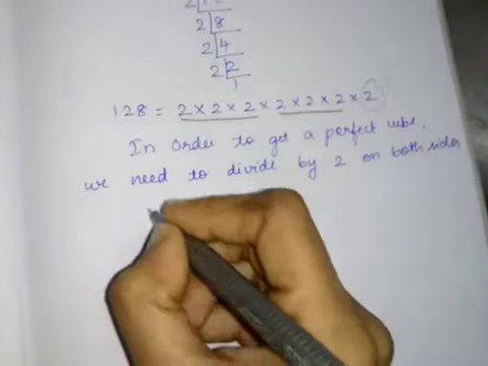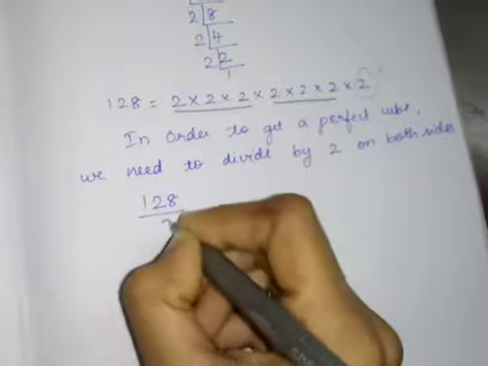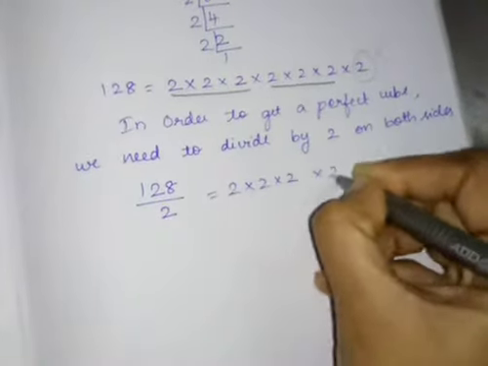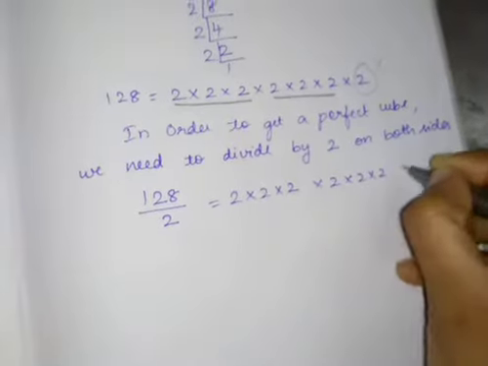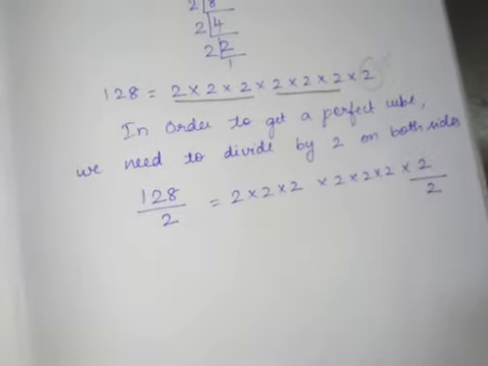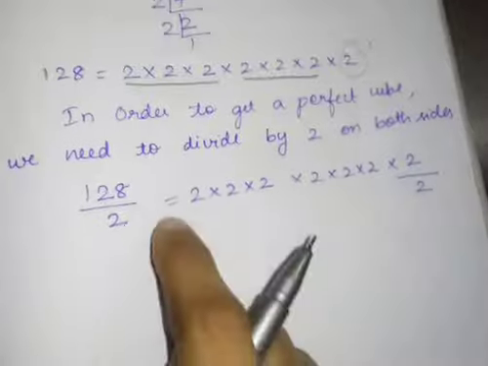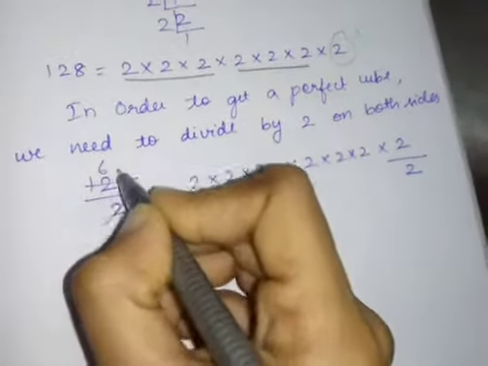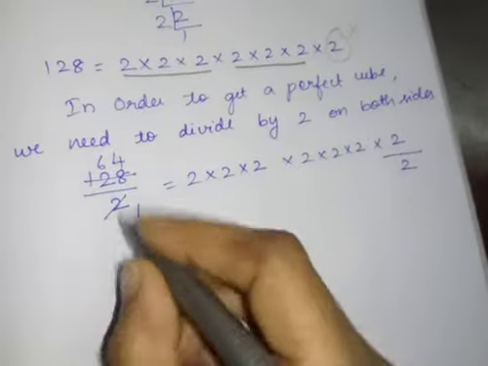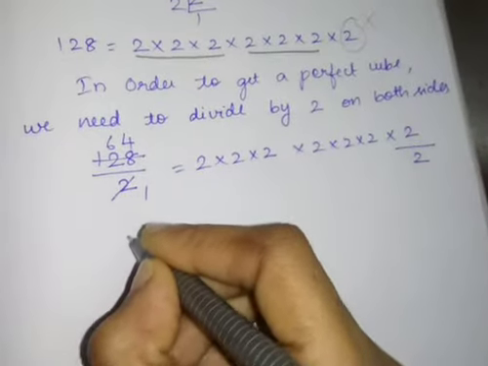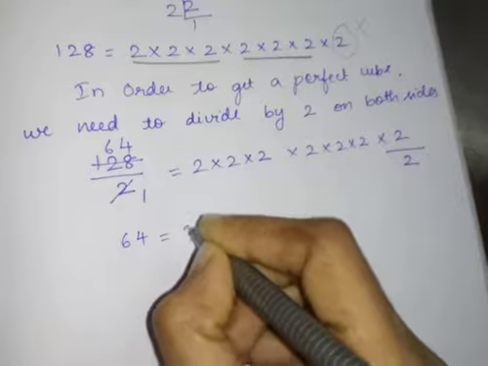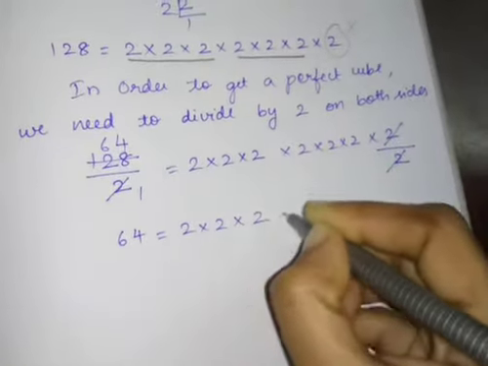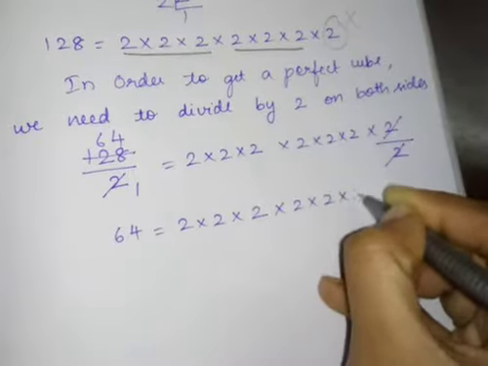Okay, so what we'll do, 128 divided by 2 is equal to 2 into 2 into 2 into 2 into 2 into 2 into 2 divided by 2. Okay? Now can we cancel these two? 2 1s are 2, 2 6s are 12, 2 4s are 8. So 128 divided by 2 is nothing but 64, which is equal to 2 into 2 into 2 into 2 into 2 into 2, as these two cancel.